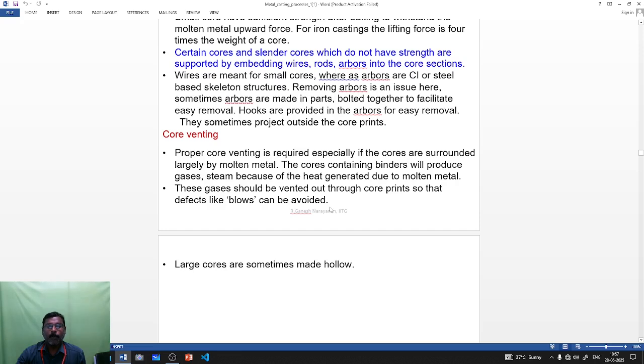Proper core venting is required for escape of gases if the cores are surrounded largely by molten metal. The core containing binders will produce gases, steam, etc., because of the heat generated due to molten metal. The gases should be vented out through core prints, so that defects are not produced. Large cores are sometimes made hollow.